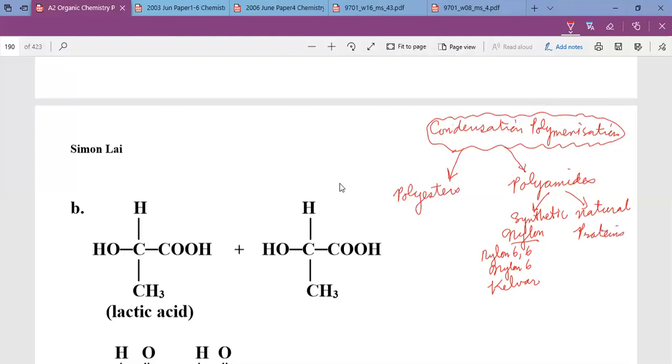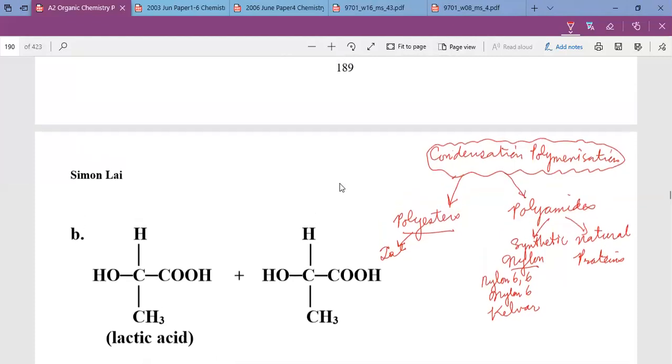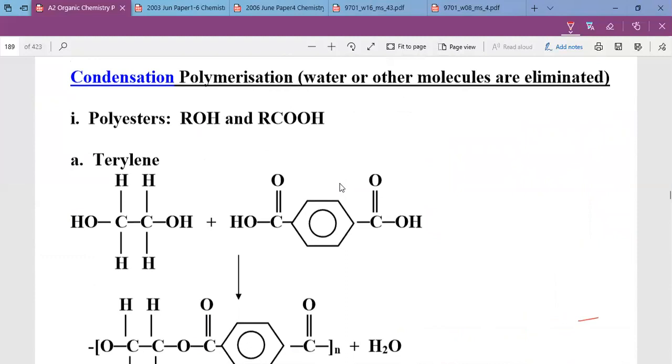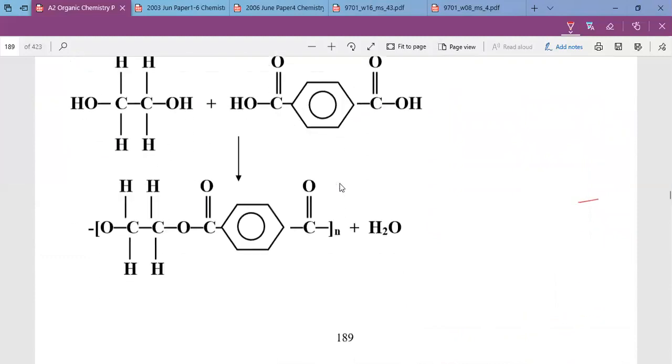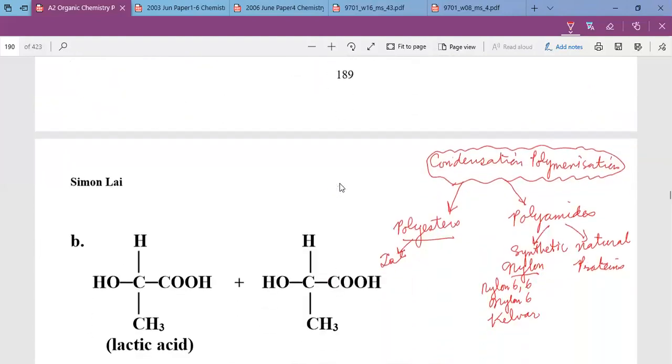Polyesters, you have natural, and of course, you have synthetic. Synthetic, basically, what you would be covering is called terylene, T-E-R-Y-L-E-N. Now this is your synthetic, mainly used in clothing.